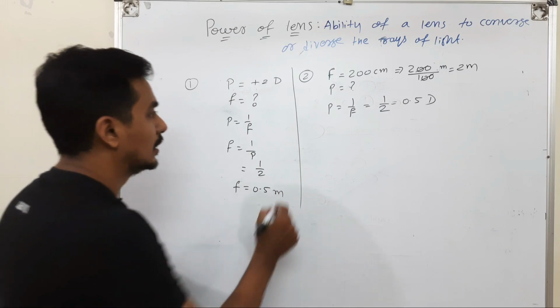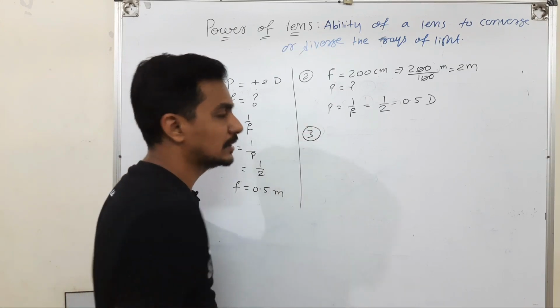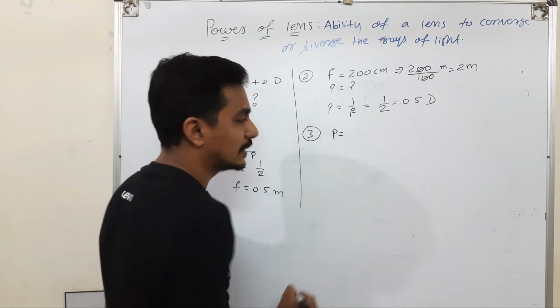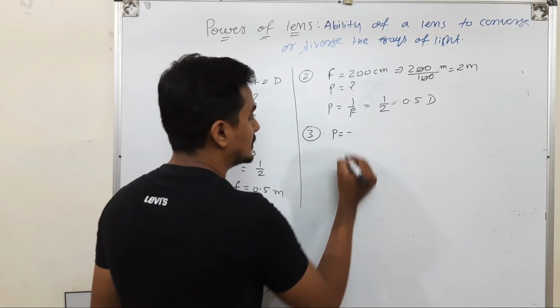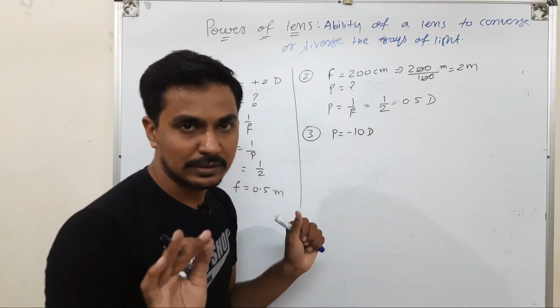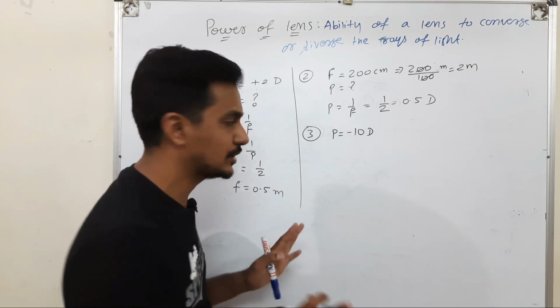Very simple. Let us look at another question, question number 3. Suppose the power is given as minus 10D. Just an example, you can take any number. This is only a mathematical calculation, nothing else.